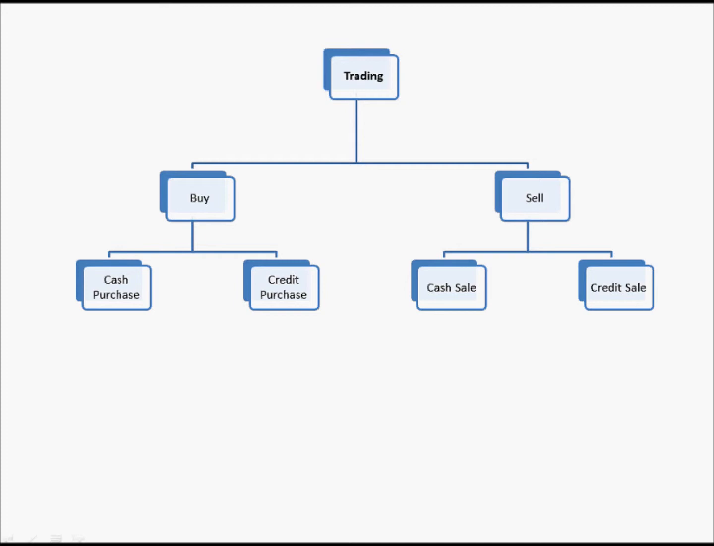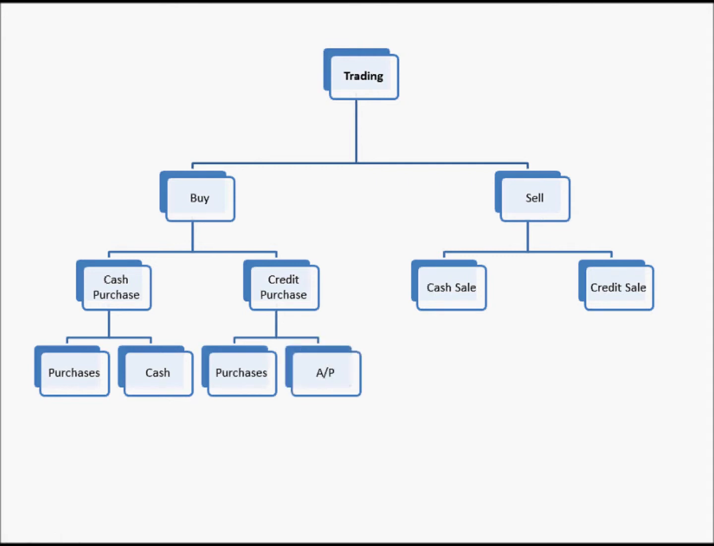So first I'll start with cash purchase. The cash purchase will affect 2 accounts. 1, purchases, which is an expense account. The second account would be cash, which is an asset account. Credit purchase will have an impact also on 2 accounts, and these are purchases, again expense, and this time it's not cash because we haven't paid anything. When you make a credit purchase, you're promising to pay later in a specified period of time as stipulated by the credit terms. The person you bought the products or services from is your creditor.